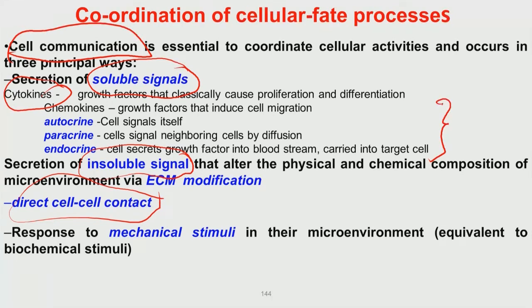But there are 3 types of growth factors, also important soluble proteins. Autocrine, auto means similar type of cells, paracrine means cell signals to neighboring cells, and endocrine means the cell secretes growth factors which are transported through the bloodstream and carried into a target cell. So, essentially cell signaling means you have a source cell and you have a target cell.